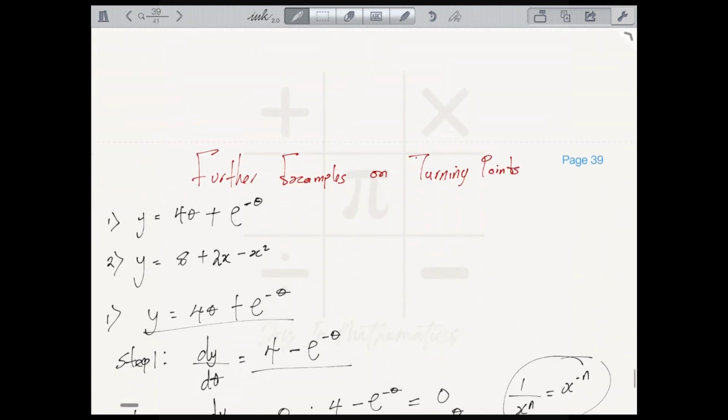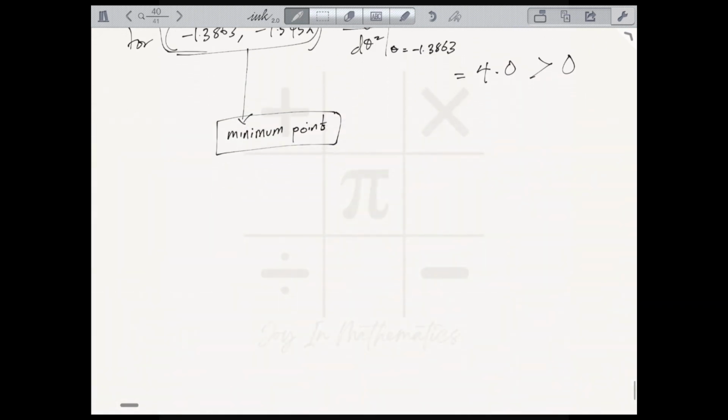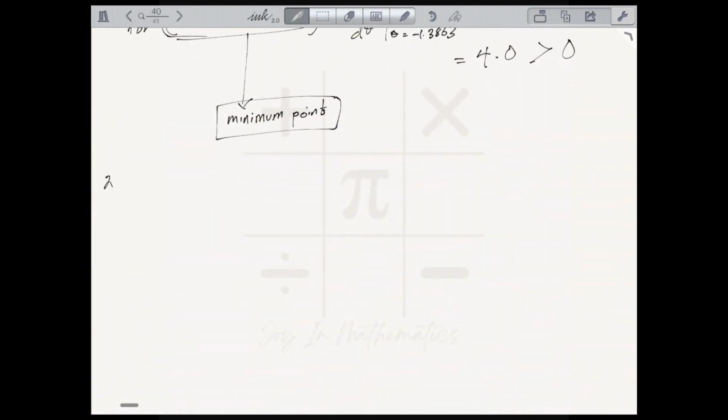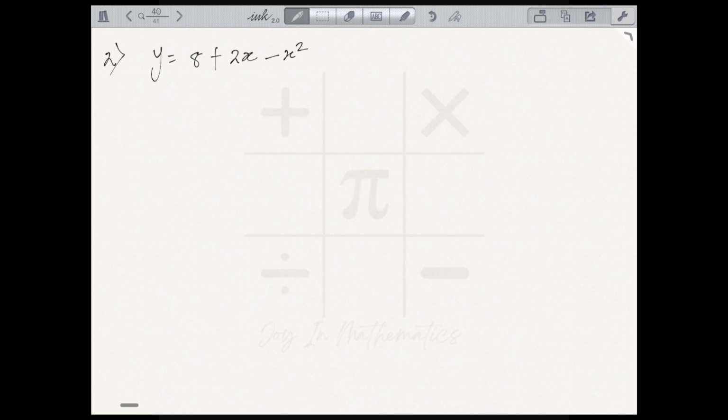In the second question, it says y is equal to 8 plus 2x minus x squared. Number 2, y is equal to 8 plus 2x minus x squared. You can pause the video now and try to solve this yourself. Alright.